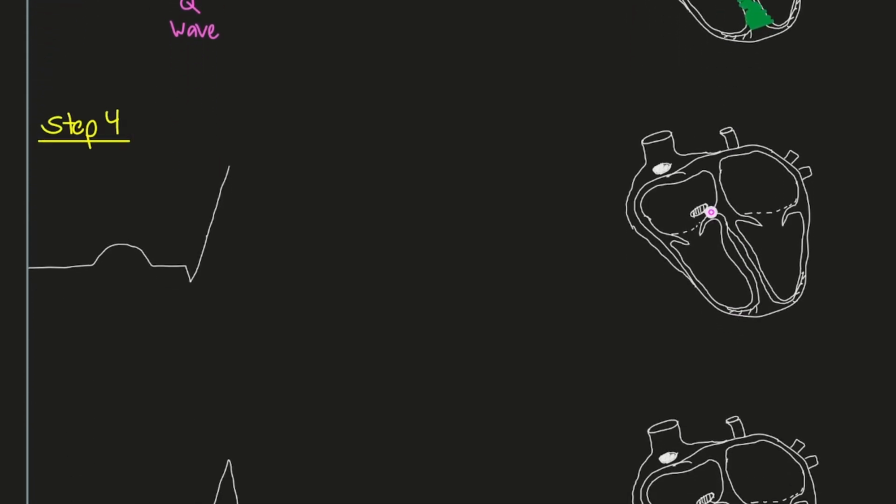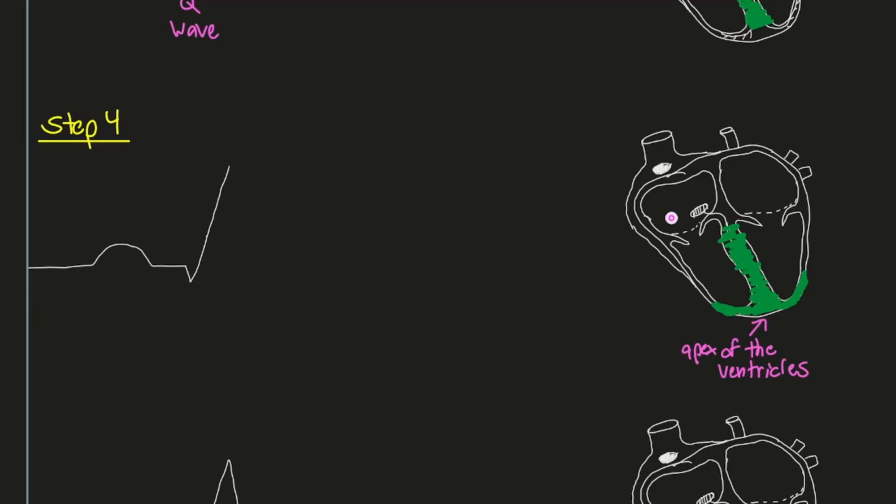So what is happening in step 4? The conduction has gone down this middle highway and it has landed in the apex. Now, that doesn't mean the conduction is gone from the middle area. It is still there, very much still there, but it has reached the apex. More specifically, it has reached the apex of the ventricles.